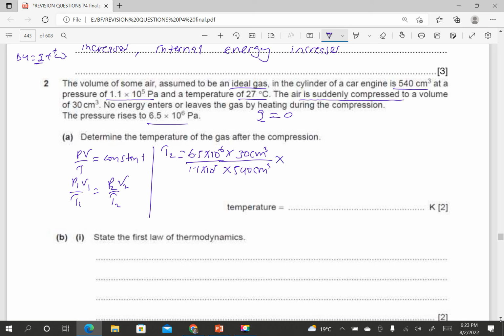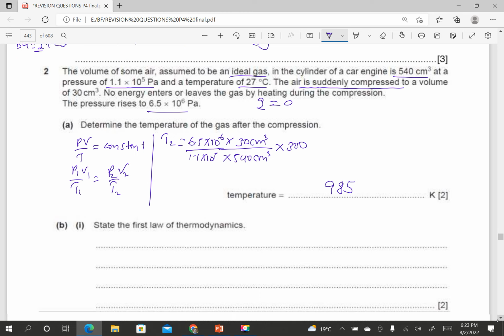I'm bringing T1 to this side, since I took T2 to this side. So times T1, which is 27 degrees Celsius. That is 27 plus 273, which becomes 300. Press the calculator. So this is 985 Kelvin.